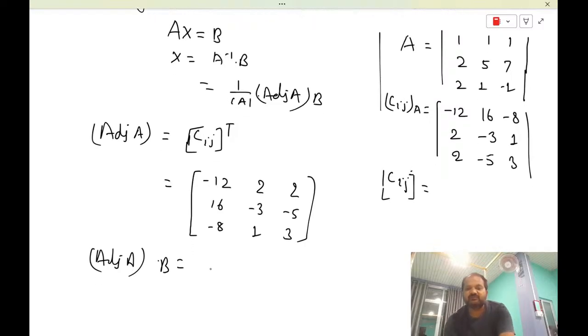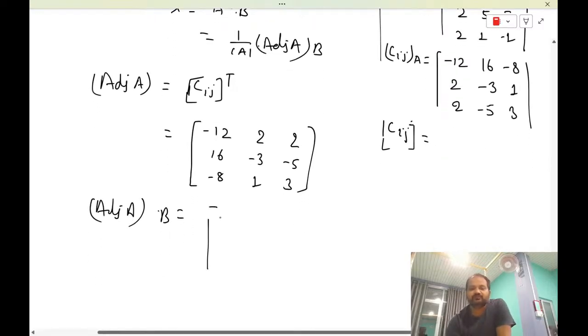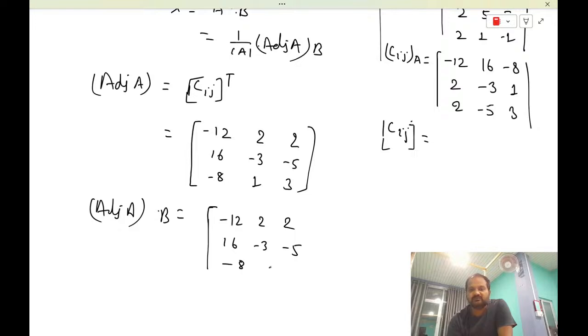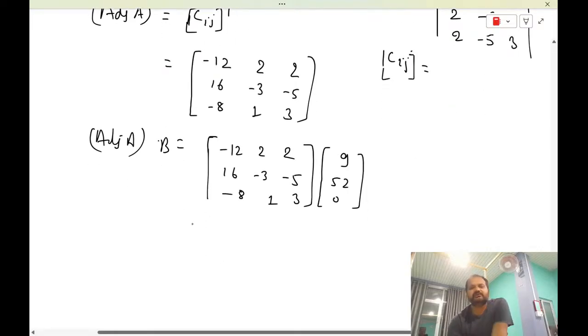So the same values: minus 12, 2, 2, 16, minus 3, minus 5, minus 8, 1, and 3 will be multiplied with the B matrix. The B matrix is given, that is 9, 52, and 0. So the rows will be multiplied with the column. The first row will be multiplied with the first column.